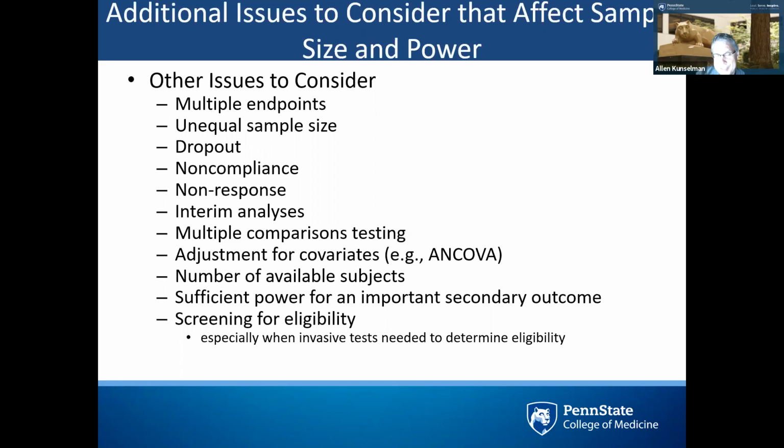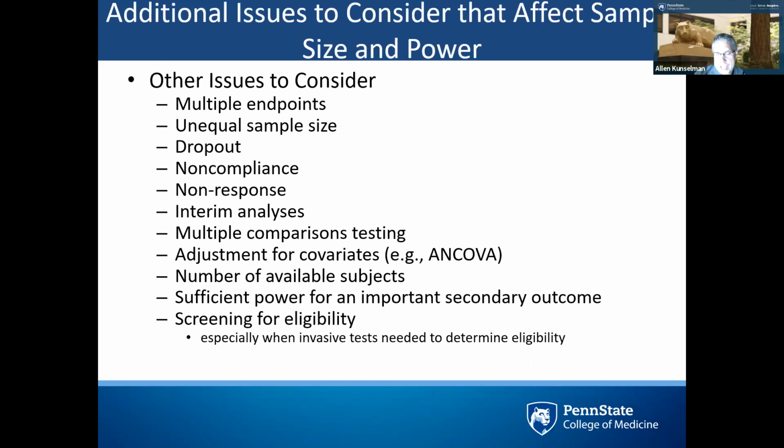You can do unequal sample size. You don't have to have equal sample size studies. I know I talked about the randomization process. I kept saying, oh, half the people on treatment A and half the people on treatment B. It doesn't have to be that. You could have 75% of your people assigned to treatment A and 25% assigned to treatment B if you wanted to, like a 3-to-1 ratio. So that impacts the power.